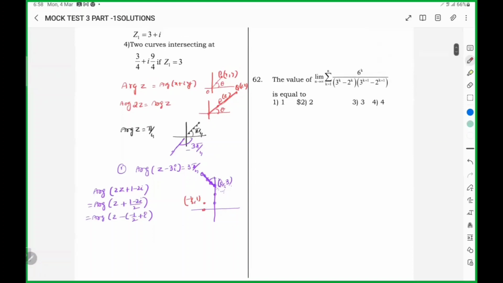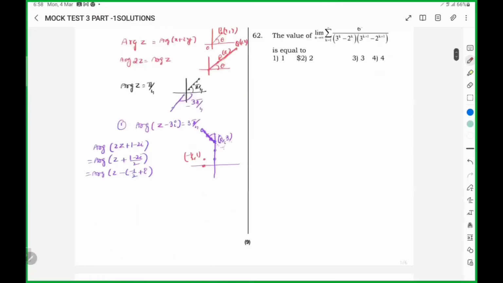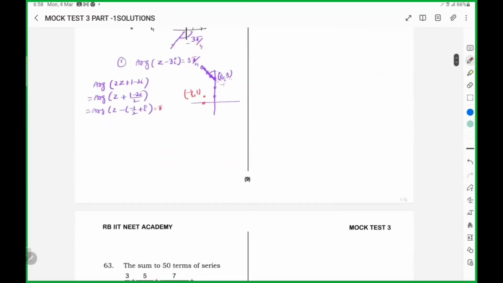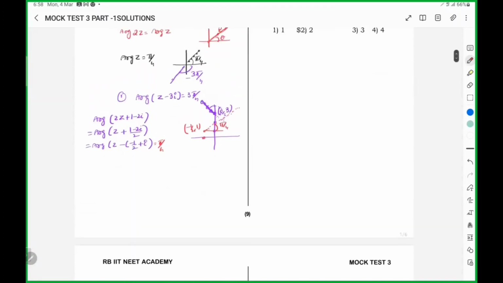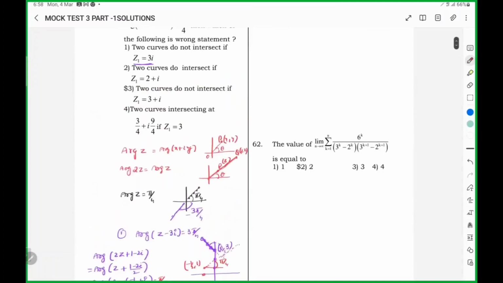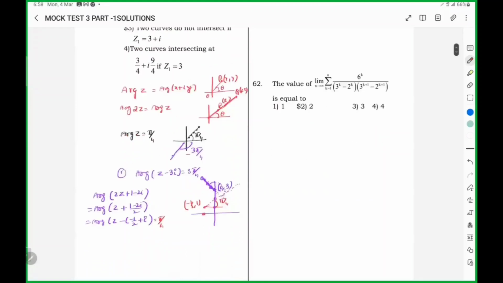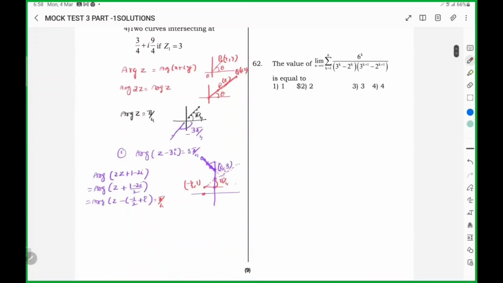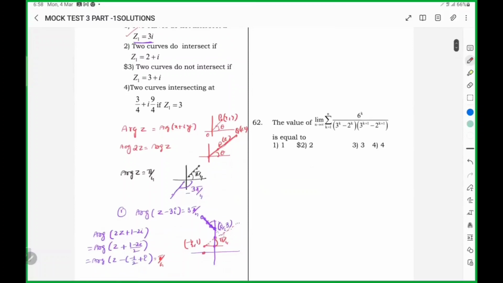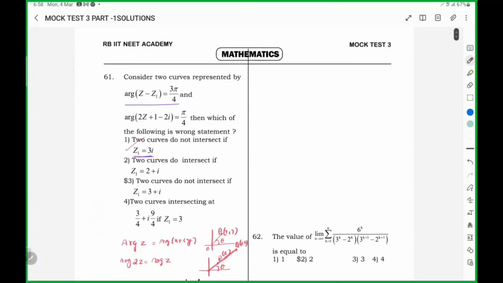Argument of this number, he told pi by 4. So pi by 4 means these are the points you take to get pi by 4. So this line and this line do not intersect. So it is a correct statement. Similarly, you take z1 as 2 plus i. The second option says two curves do intersect. Let us see.